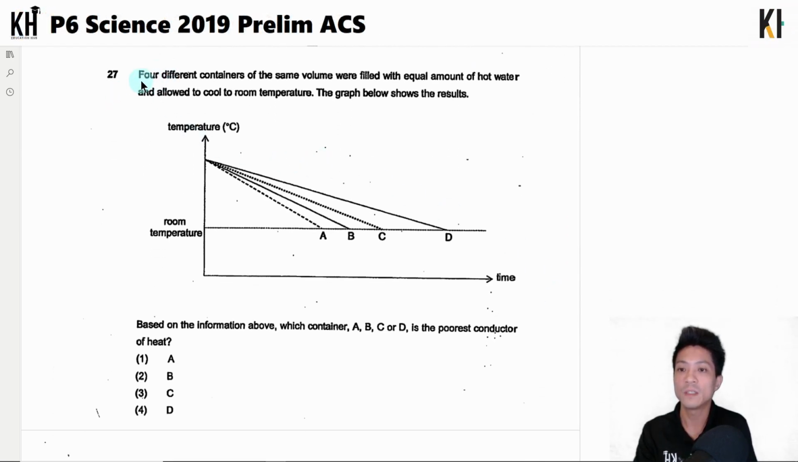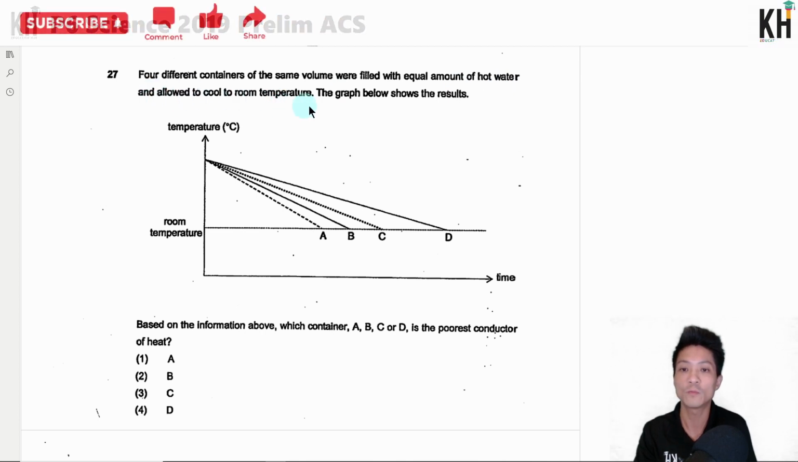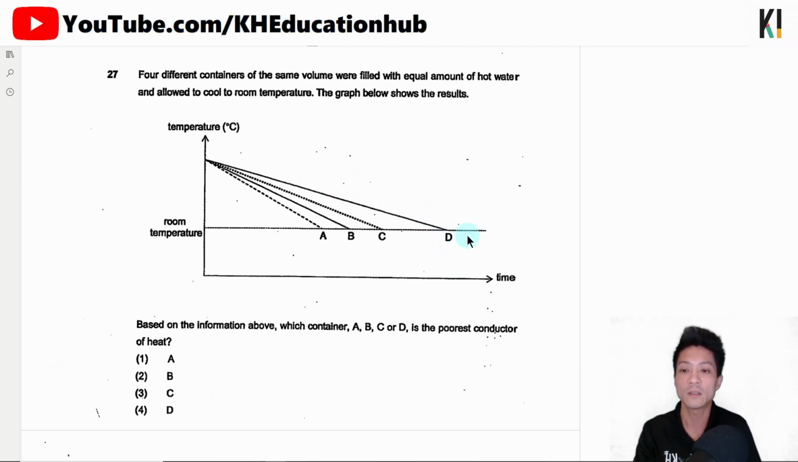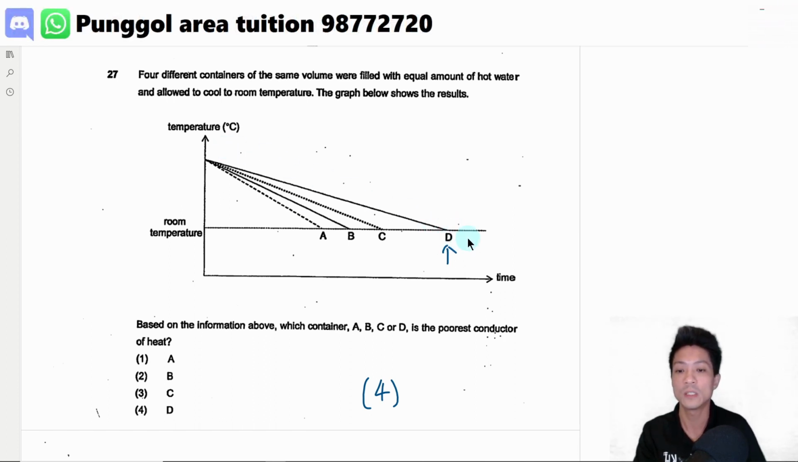Okay, question 27. 4 different containers of the same volume were filled with equal amount of hot water and allowed to cool to room temperature. Okay, the graph below shows the results. Based on the information above, which container A, B, C, or D is the poorest conductor of heat? Poorest conductor of heat will allow the temperature to drop at a slower pace, right? Okay, so D is probably the one that is the poorest conductor of heat because it took the longest time to reach room temperature.